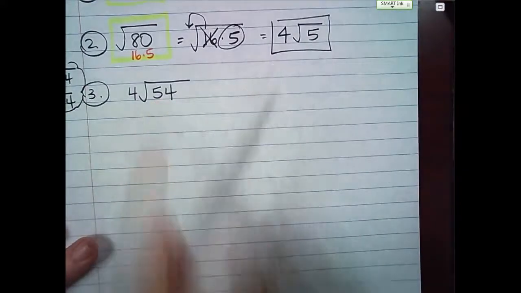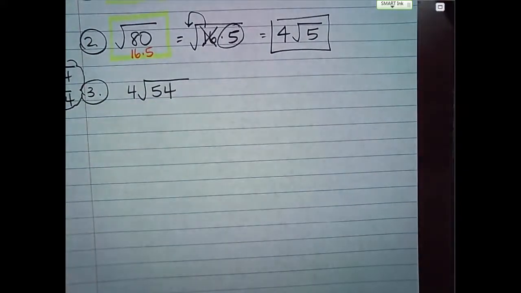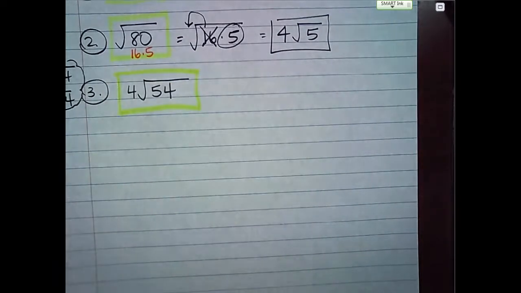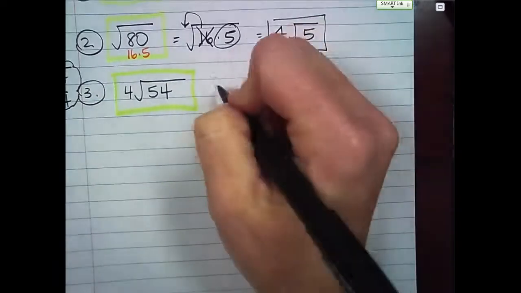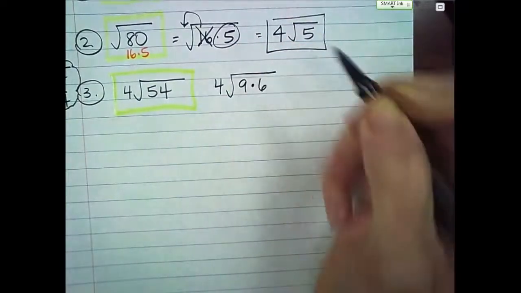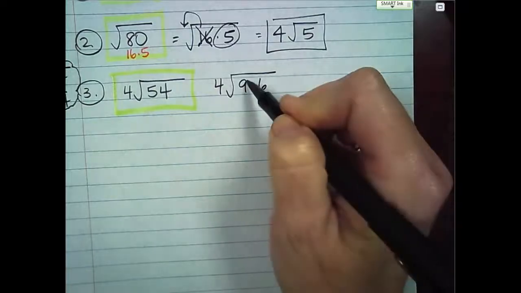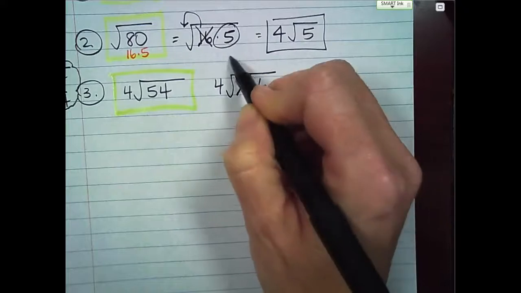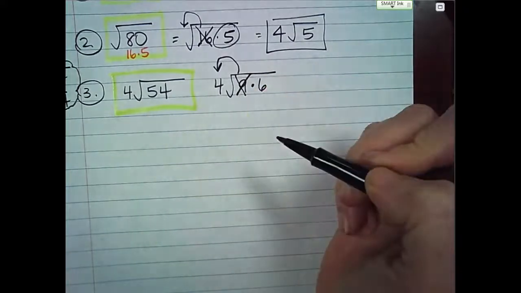What fits into 54? What perfect square is going to fit in? 9. All right, now this one's different. There's already a 4 sitting out there. So you're telling me that this is 9 times 6. The square root of 9 is 3. Now watch. If I take the square root of 9, I get 3. That means I'm going to kick a 3 out here. There's already a 4 there.